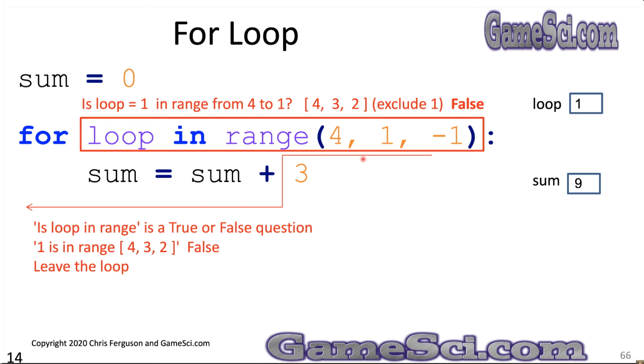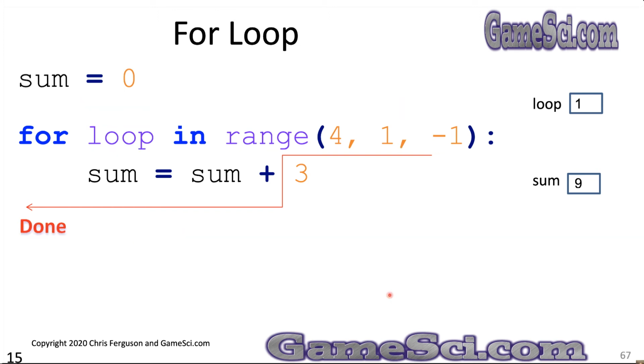The loop is in range is a true-false question. 1 in the range from 4, 3, 2 is definitely false. We are going to leave the loop, and that's what this arrow is showing you. Once they are out of range, we exit the loop and execute the code after the for loop, the non-indented code after the for loop. There you have it. There's an example of a for loop. The 2 major loops in Python are the for loop and the while loop. Depending on what you're coding, you'll use one or the other. It's important to know both of them, though.